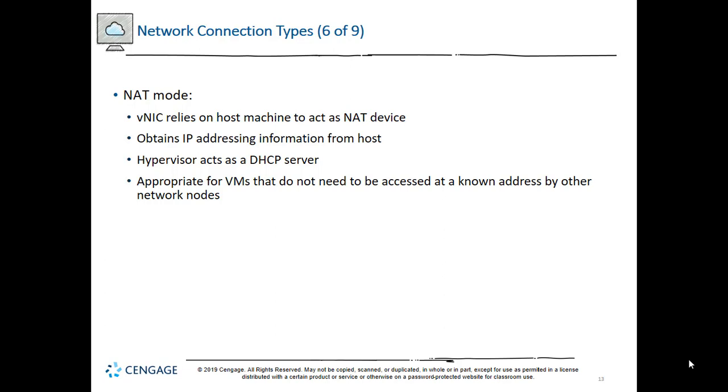In NAT mode, the VNIC relies on the host machine to act as a NAT device. In other words, the VM obtains IP addressing information from its host rather than a server or router on a network. To accomplish this, the hypervisor acts as its own DHCP server. A VNIC operating in NAT mode can still communicate with other nodes on the network and vice versa. However, other nodes communicate with the host machine's IP address to reach the VM, and the VM itself is invisible to nodes on the physical network.